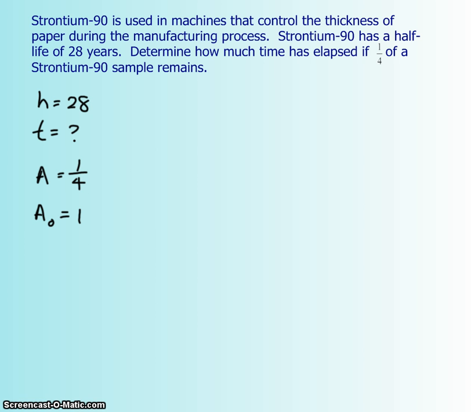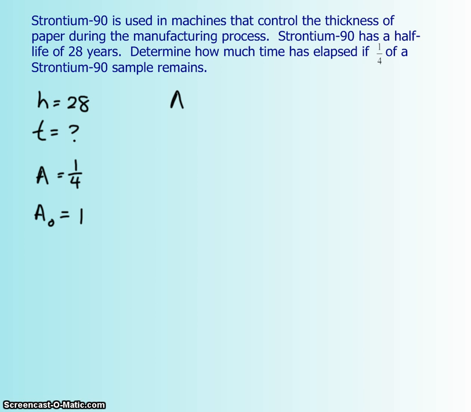For example, if you decided that you wanted to start off with 100, then you'd need to make sure that your final amount was a quarter of 100, and that's 25. So it just doesn't really matter what you put as your initial amount. I'm just going to put 1 and 1/4. Then you're going to put everything into the formula.